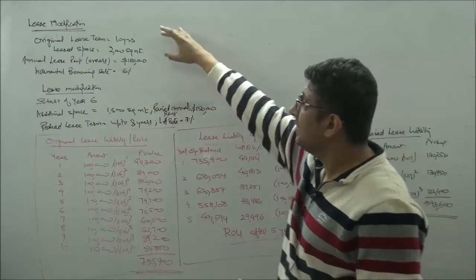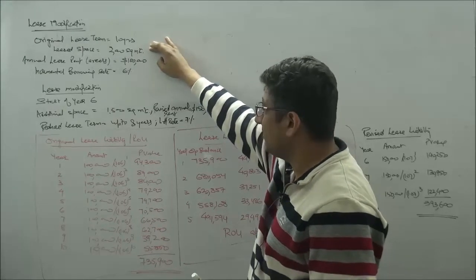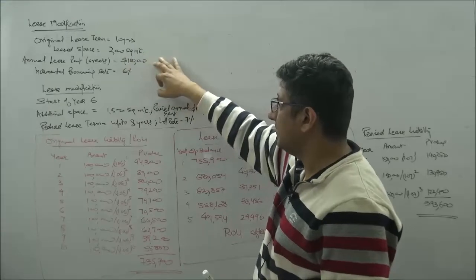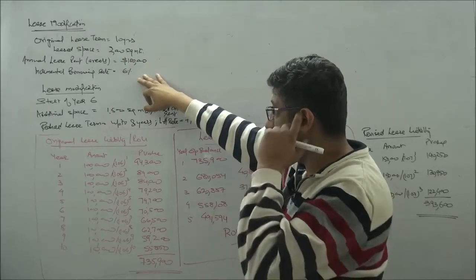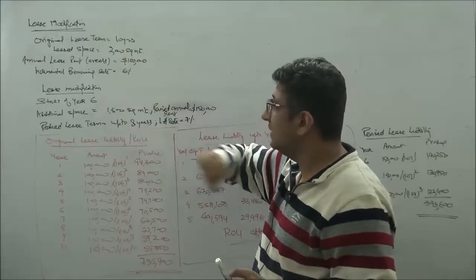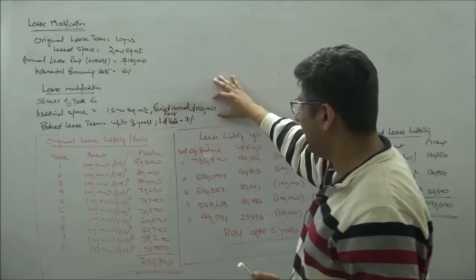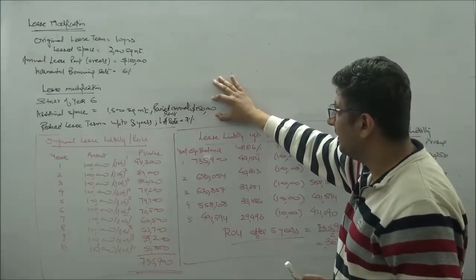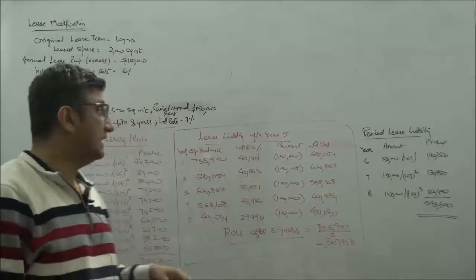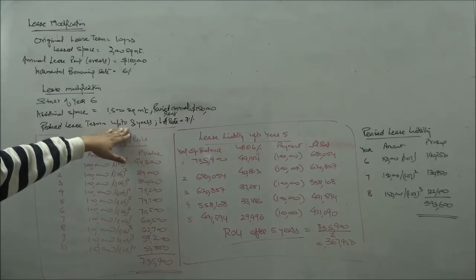It says that the original lease term is 10 years. The leased space is 2000 square meters, for example. Annual lease rentals, which are paid in arrears, are $100,000 and the incremental borrowing rate is 6%. And there is a lease modification at the start of year 6. There is an additional space of 1500 square meters with a revised annual rental of $150,000. But it also results in a reduced lease term, which is up to 8 years.